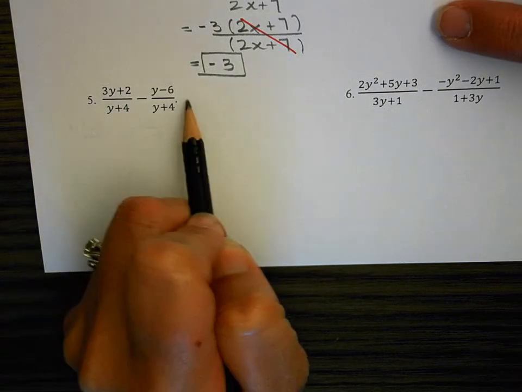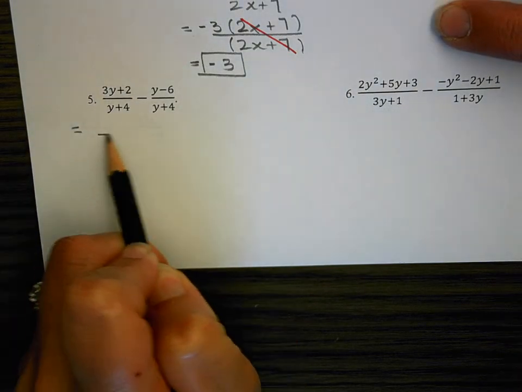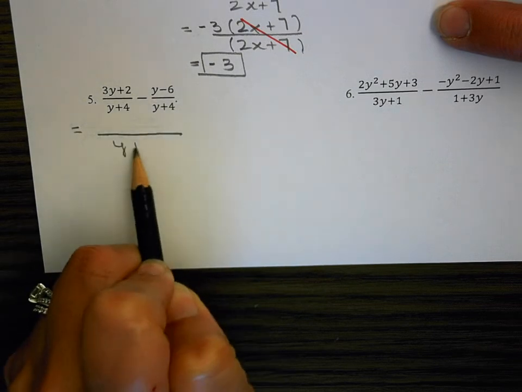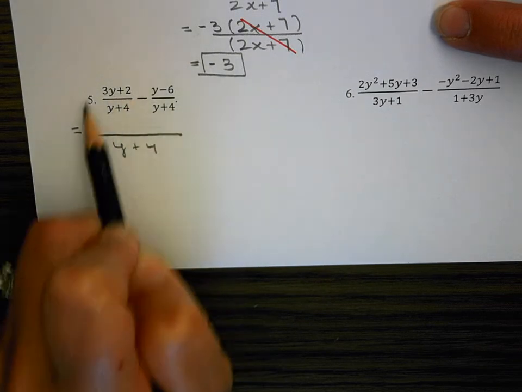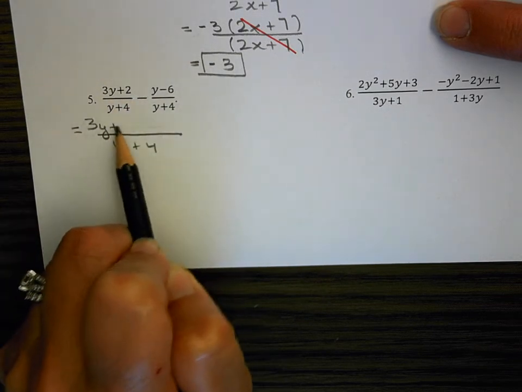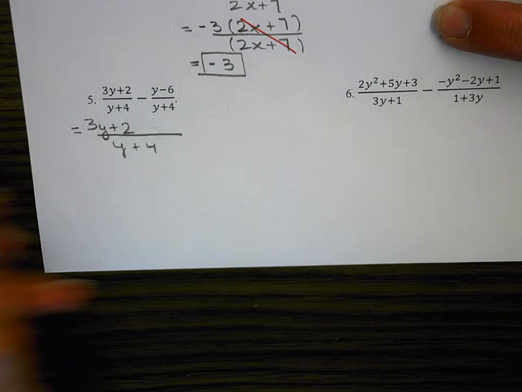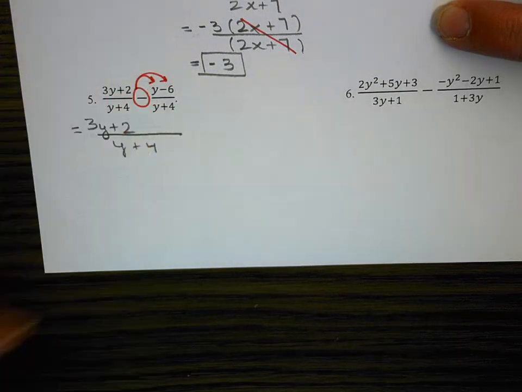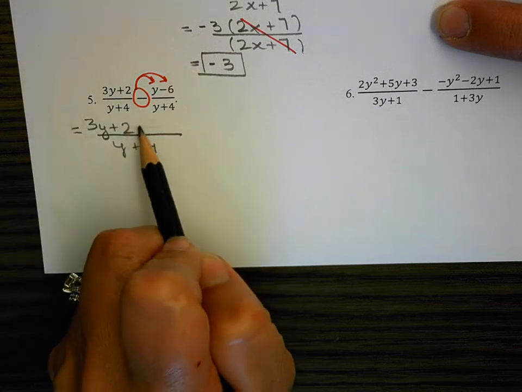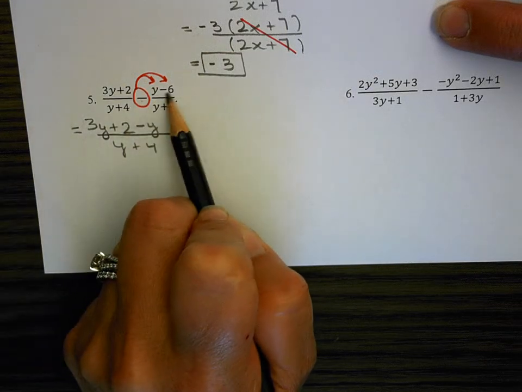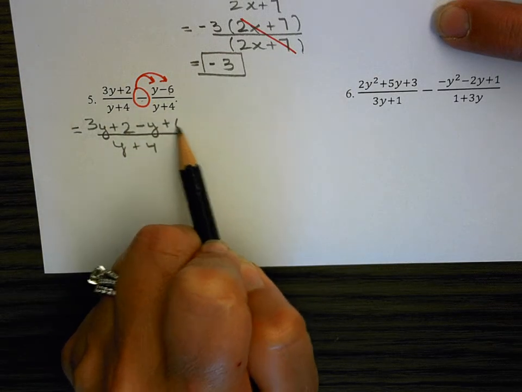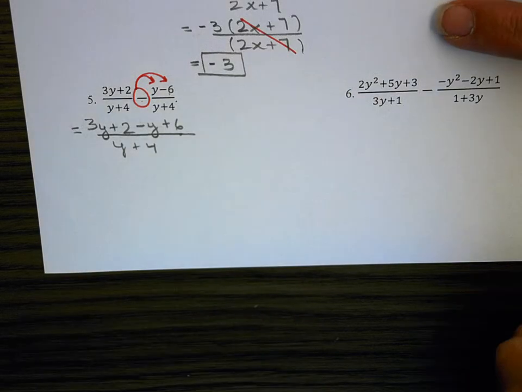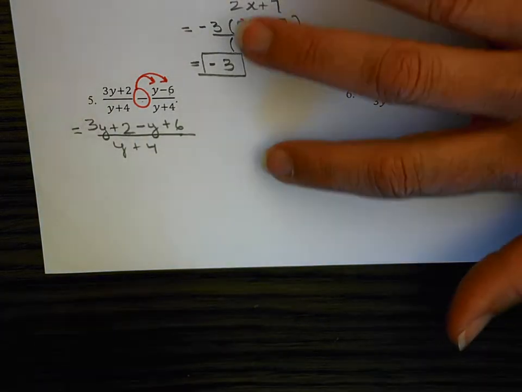So I'm going to go ahead and write that out. My common denominator is y plus 4. And then I have 3y plus 2. And then I need to subtract both the y and the negative 6. So I have to subtract the y, and then when I subtract a negative 6, that's going to turn positive, right? Double negative. And then combine like terms.